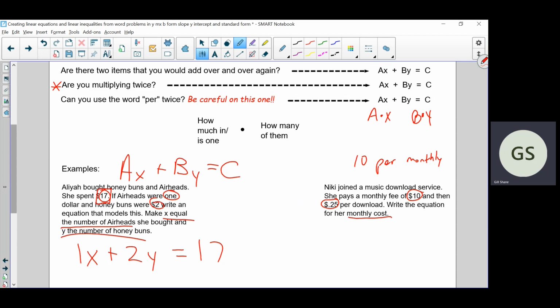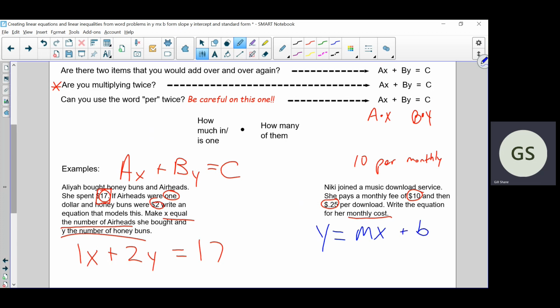Well, how many times am I going to pay a monthly fee in 1 month? Once. I'm not adding that 10 over and over again. So in this case, that is a one-time fee. That is an initial fee. Then to that $10, I'm going to add 25 cents over and over and over again, depending on how many downloads. So for this problem, this is the y equals mx plus b version. I'm only multiplying once. That's going to be the number of downloads times the 25.